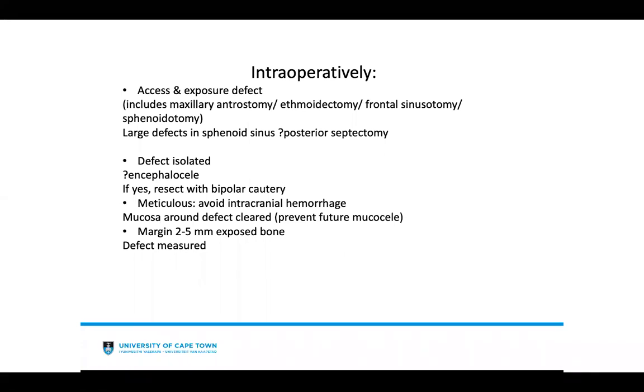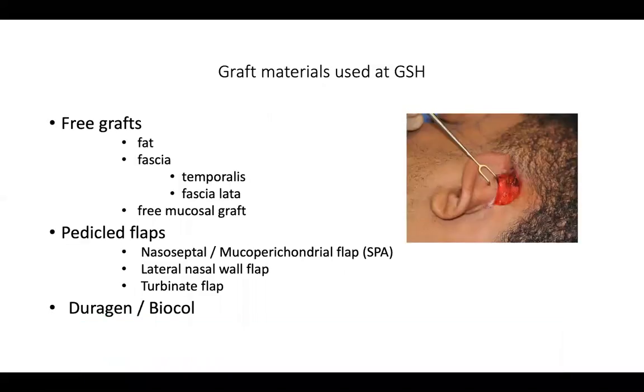And then you really have to try and clear up the mucosa around the defect because you don't want a recurrence of the mucocele. You should have a margin of around 2 to 5 millimeters of exposed bone. And at this point, you'll measure your defect and gain an impression of the size of graft or flap that you might need. Graft materials that we use at GSH, we can use free grafts such as fat, fascia, that might be temporalis or fascia lata.